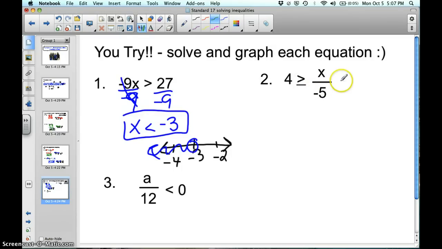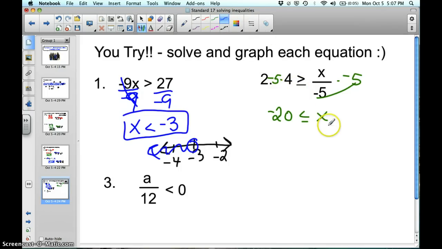All right, for number 2, to get rid of division, I have to multiply on both sides. So I'm going to multiply by a -5 on both sides. So -5 times 4 gives me a -20. Remember, since I multiplied by a negative number, I have to flip this inequality symbol. So it's now going to become less than or equal to, and then I'm going to bring down my x.